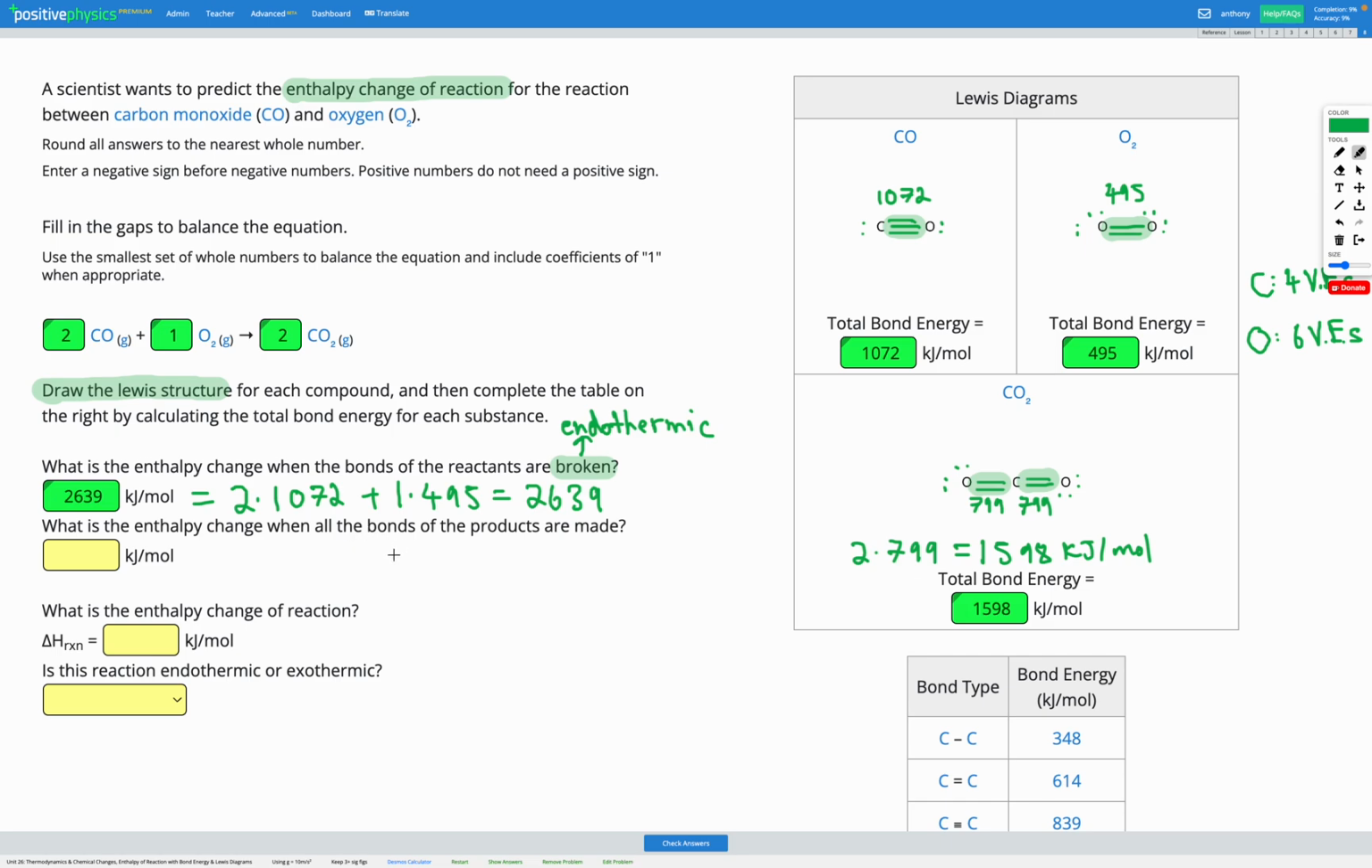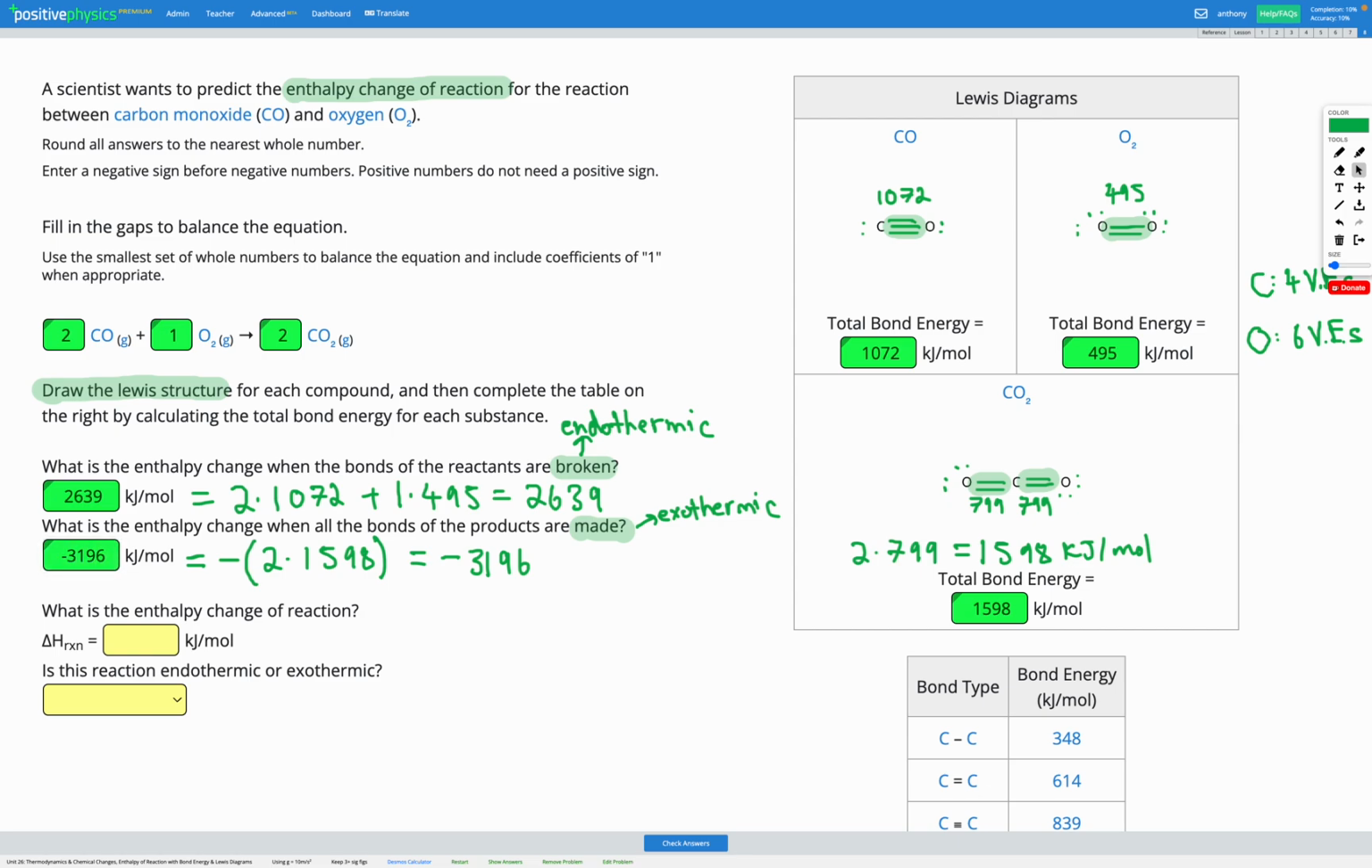Next, we're calculating the enthalpy change when all the bonds of the products are made. Now, making bonds, that is exothermic. So that releases energy. So this is going to be negative. We have 2 sets of carbon dioxide. Carbon dioxide has a total bond energy of 1,598. We put that on our calculator. We're going to get a total bond energy for the products of negative 3,196. And the negative sign is because the bonds are being made, which is exothermic. It releases energy.